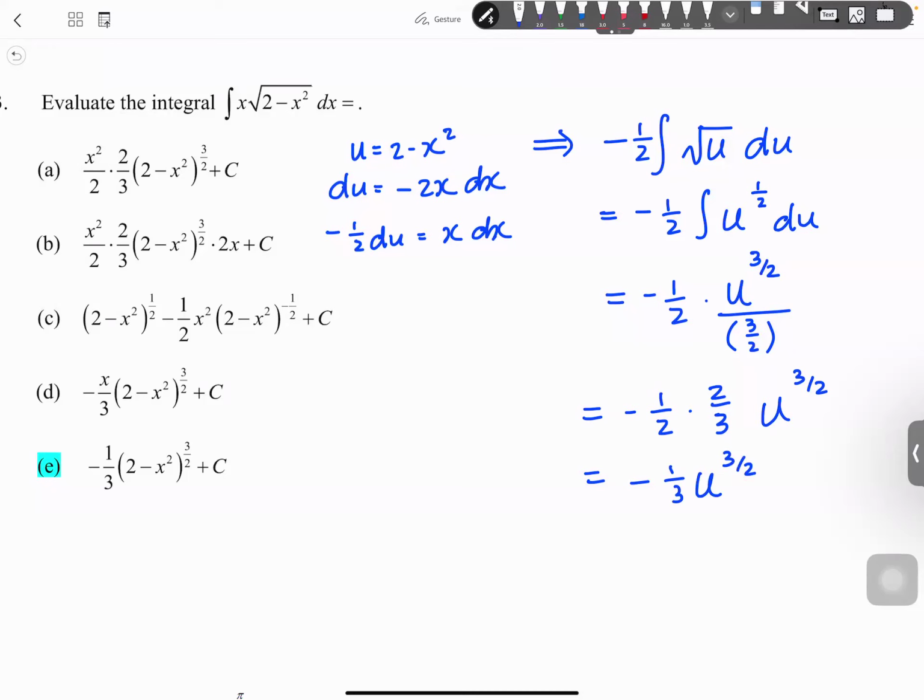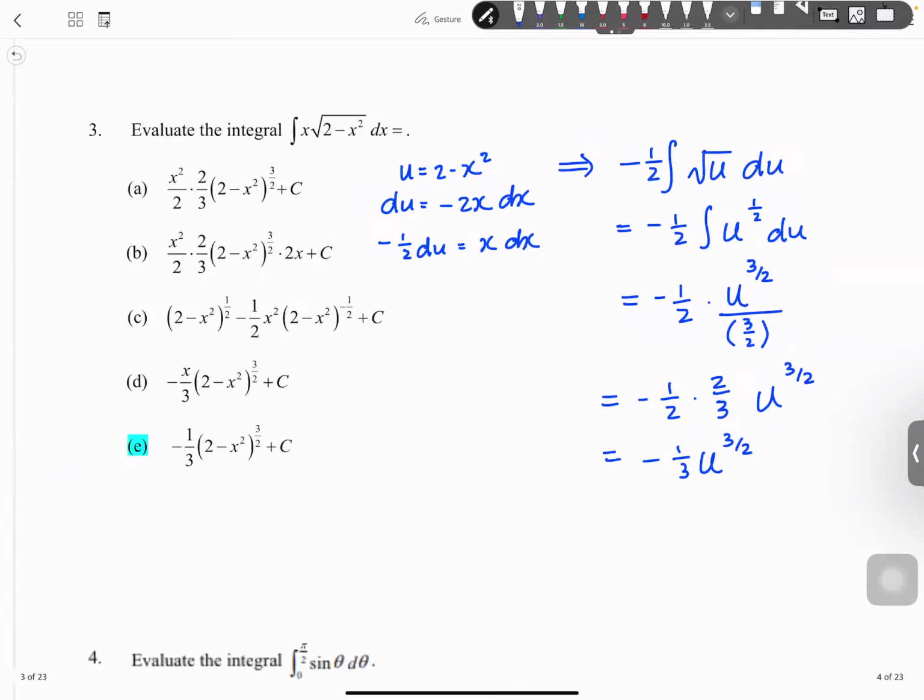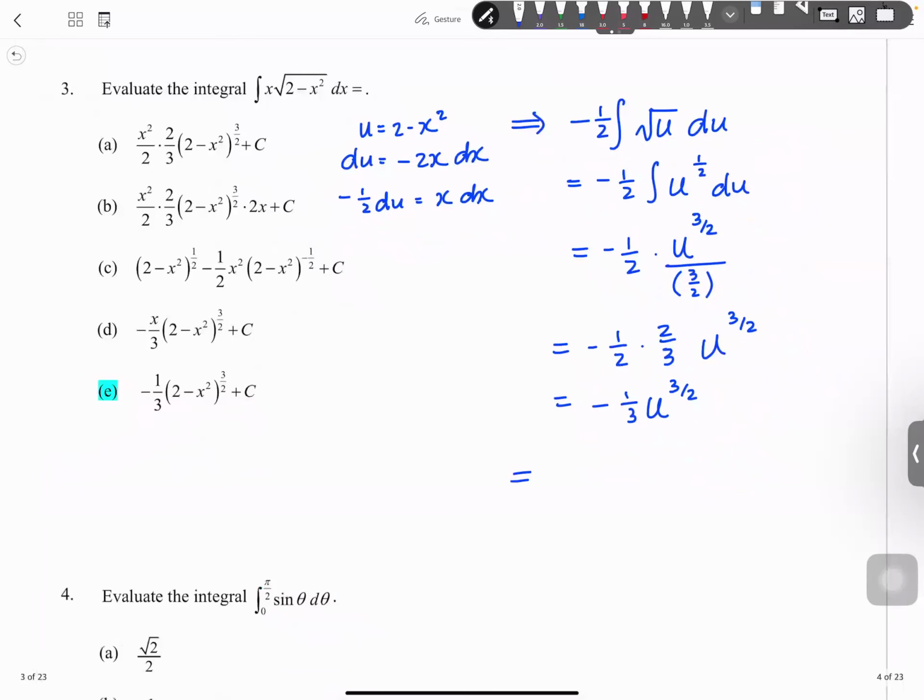All right, final step, let's plug back in. When I plug back in, I get minus 1/3. Remember, u was equal to 2 minus x raised to the power 3/2. And because this was an indefinite integral, I'm going to stick a big old plus c on this guy. All right, so that makes E my answer here.